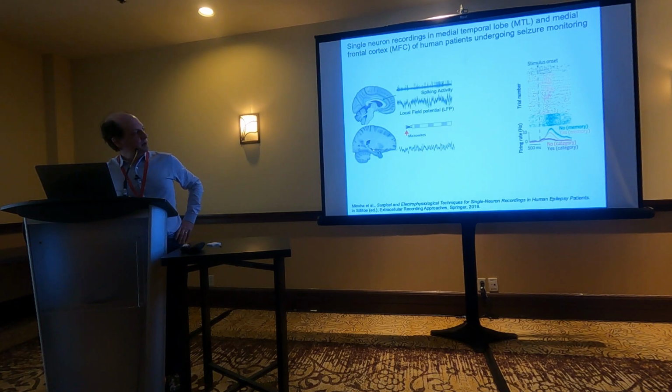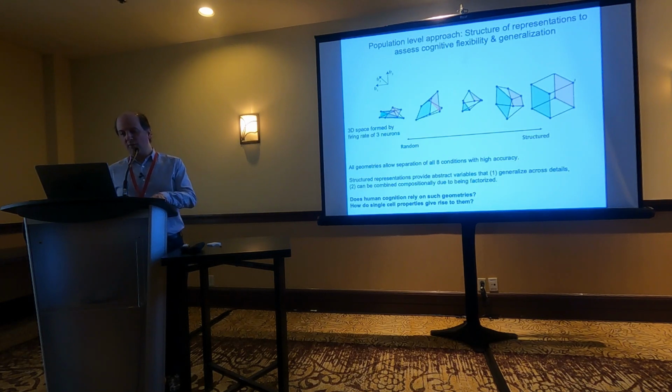In these areas we can record a variety of neurons, such as the one shown here, and I'm going to answer today the question of what we can learn about human cognition by looking at a number of these neurons simultaneously and quantifying their population level structure. So one of the questions that I'm going to be talking about is, does the human brain make use of systematic structure in the population?